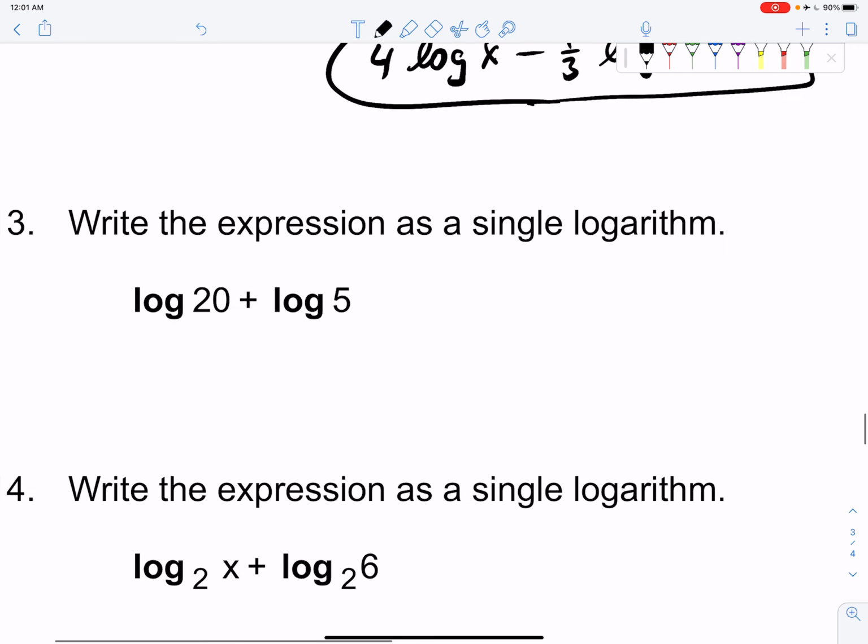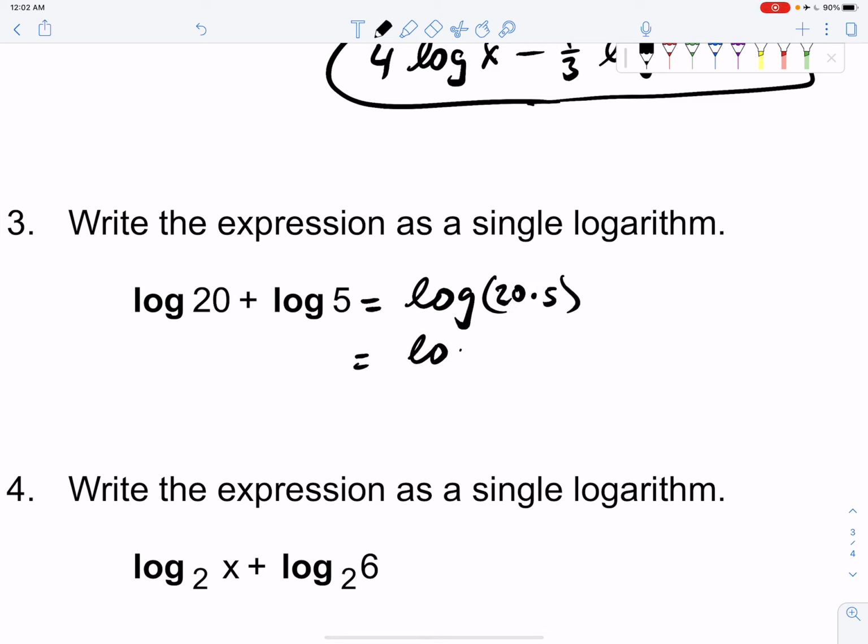Write the expression as a single log. Now we're going the opposite direction. We're trying to write it as a single log, compressing it together, using the same properties, by the way. As long as the bases are the same, you can rewrite this sum of two logs as a product of the arguments. So this is now log of 20 times 5.